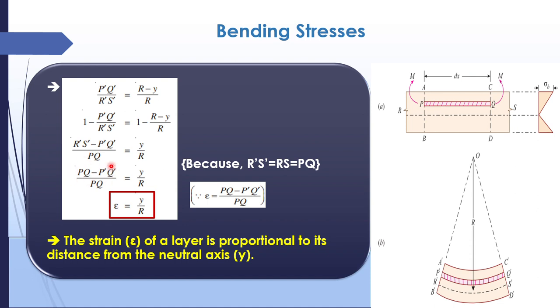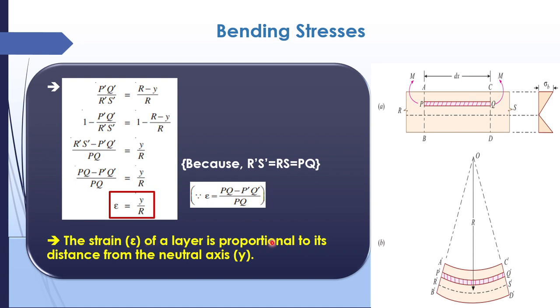Now what is this PQ minus P dash Q dash? It is nothing but the change in length. Change in length by original length, that is strain. That is epsilon. Epsilon is equal to y by r. So I'll get this as one relation.